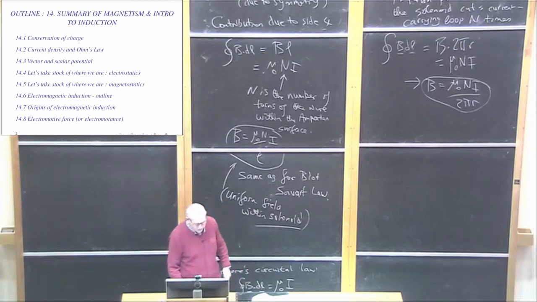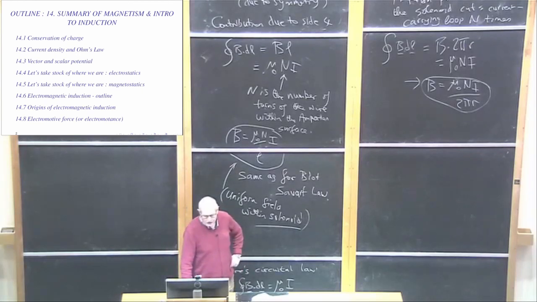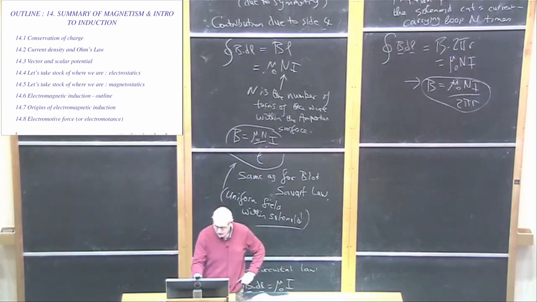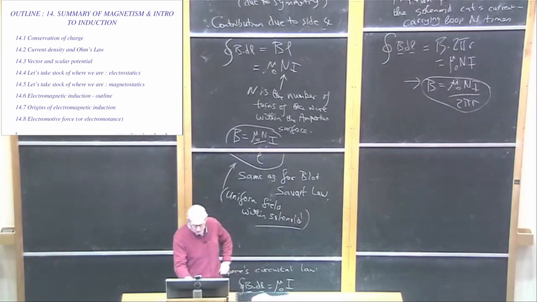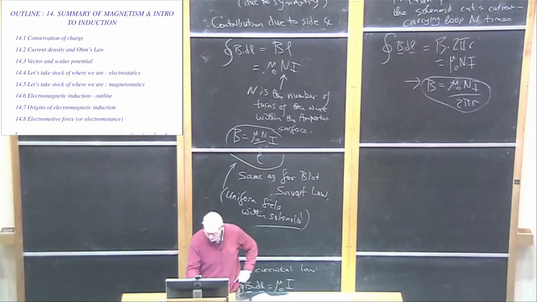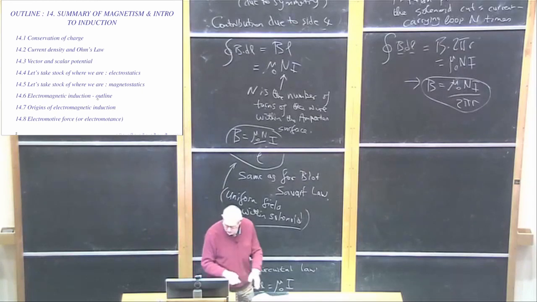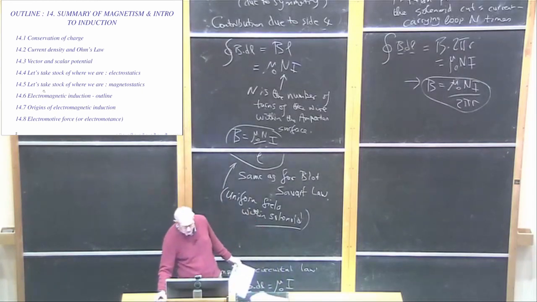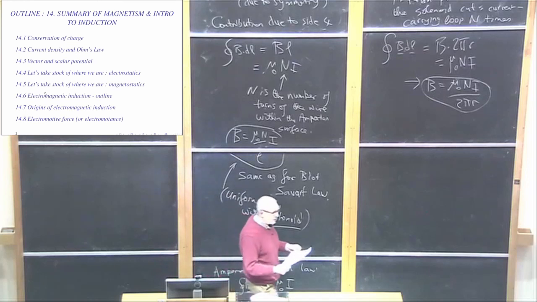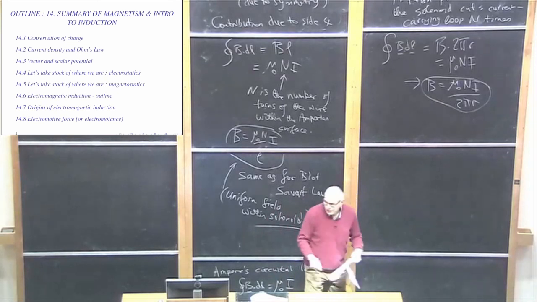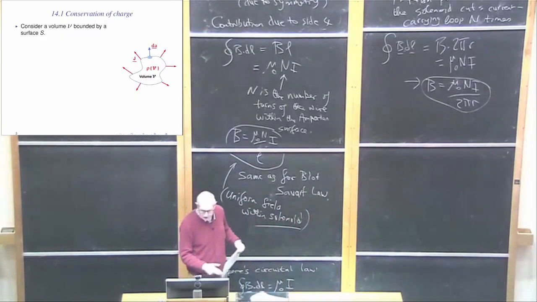There's no way I'm going to get through all that. I'm going to do the conservation of charge, which I'm just randomly throwing in at this point. Current density and Ohm's law, vector and scalar potentials, that's off syllabus, but I thought I'd just mention it. And then I was just going to summarise where we've got to before getting on to induction. Now, if I can get to 14.5, that'll be good, because then I'll start on induction next time. Good.